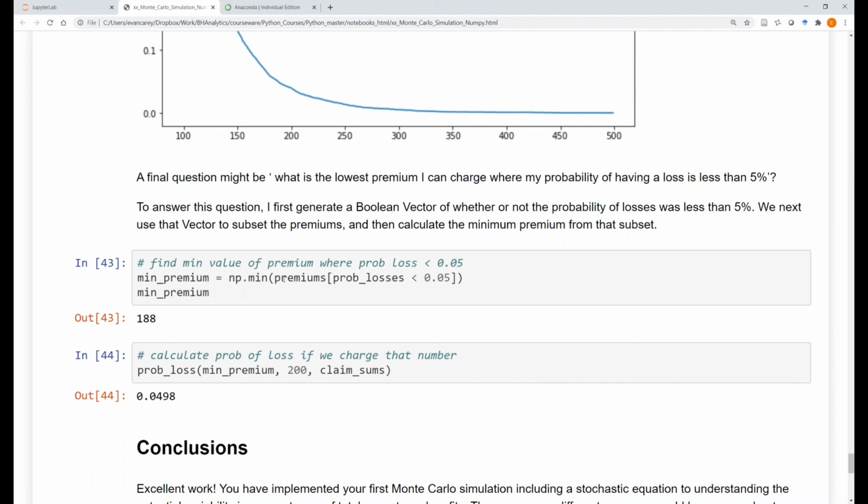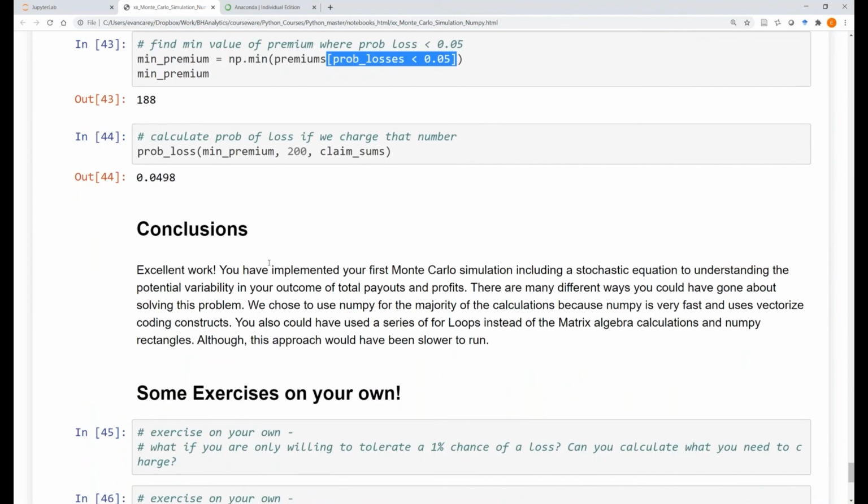I could say, okay, let's look at these premiums. Let's subset the premiums to the ones where the probability of loss is less than 0.05, and let's calculate the minimum number from that subset. Again, this is just standard Python code. The minimum number is $188. So if somebody were to say, under the stochastic equation, how much money do I need? What's the minimum amount of money I can charge such that I would be profitable 95% of the time? Considering potential realities, I would say $188 per person. The exact probability corresponding to that is 0.0498 under our simulation of these 5,000 people, and that would be our response.